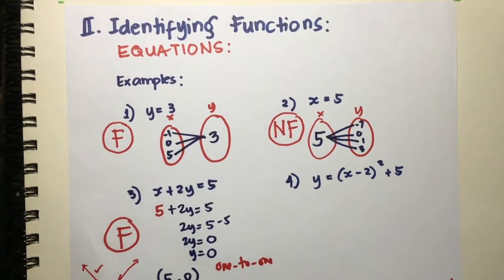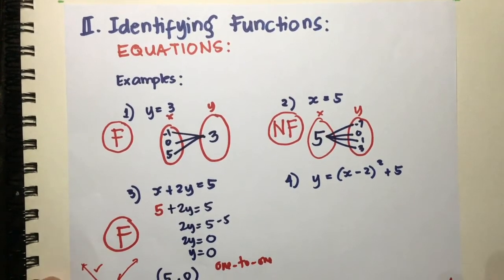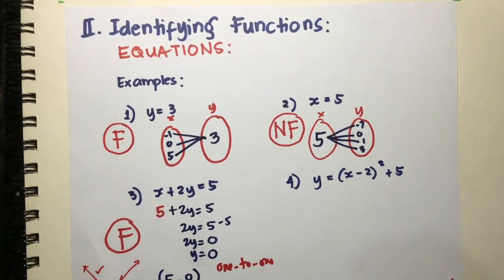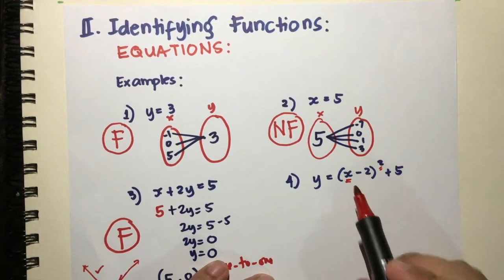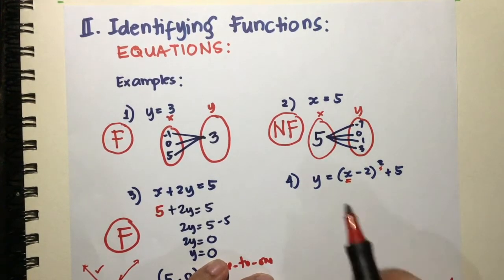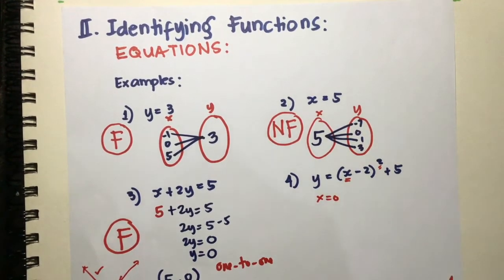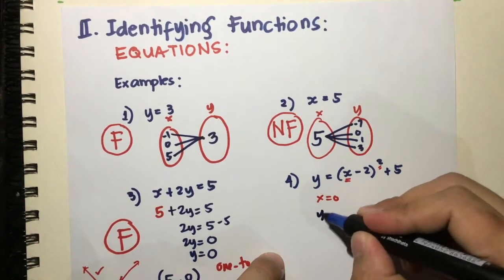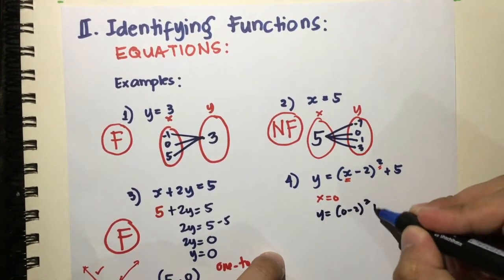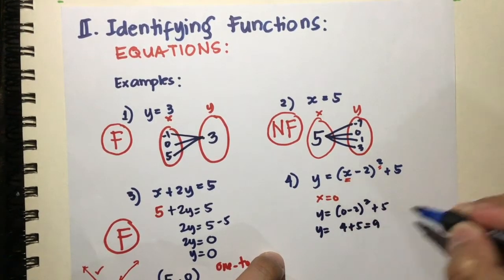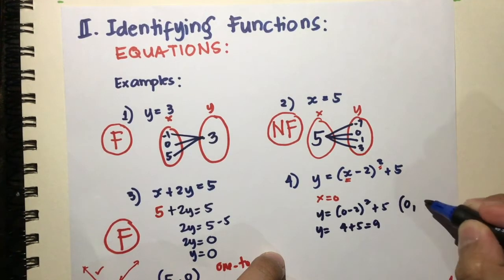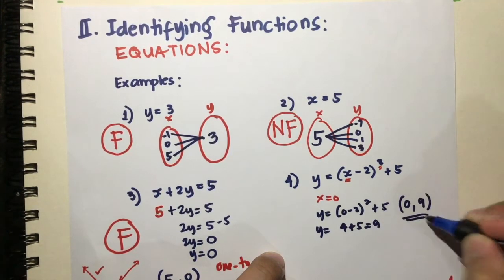Now for number 4, all you have to remember is the idea of exponents. The 2 here will tell you that there are 2 possible values of x. Which means that I will have one value for y for 2 different values of x. So let's have x equal to 0. When x is equal to 0, we will have y equal to 0 minus 2 quantity squared plus 5. So y is equal to 4 plus 5, that is equal to 9. So the ordered pair is when x is 0, y is 9. That's the first ordered pair.